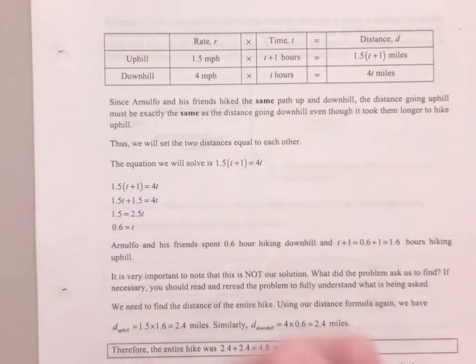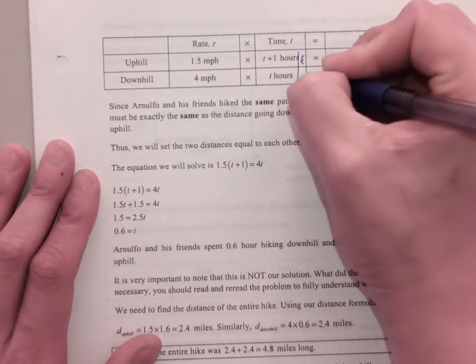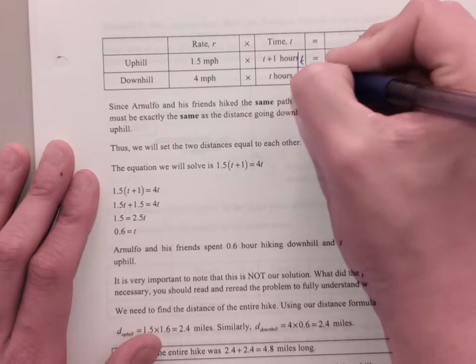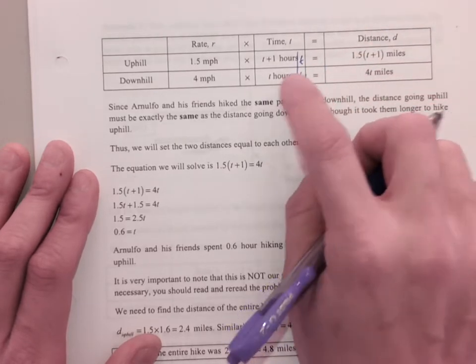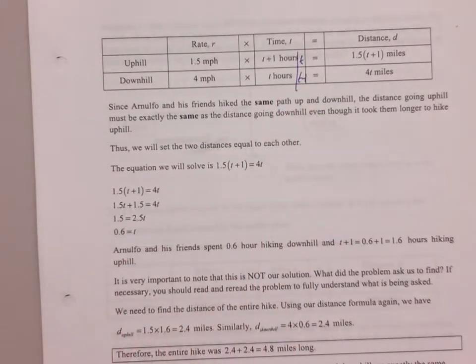Notice, you could have also, if you wanted to, if you had called this t, this would be then t minus 1. Why? Because it's less. This one took less time. So you could have also called it this, and you would have solved it and got the same answer. So notice over here, it's solved out over here.